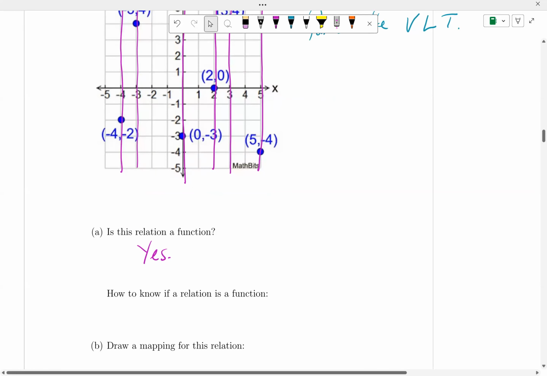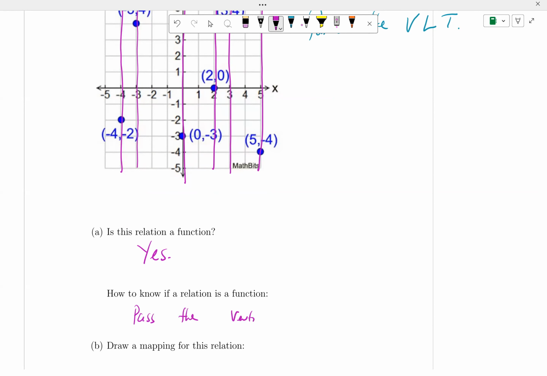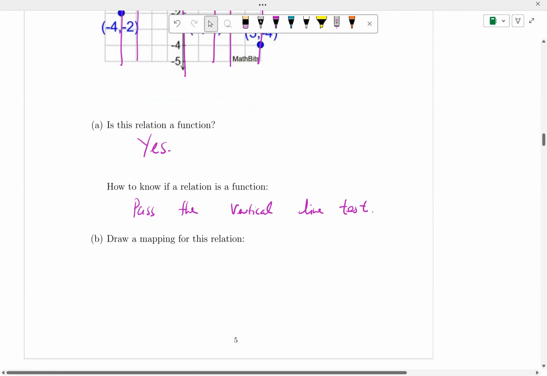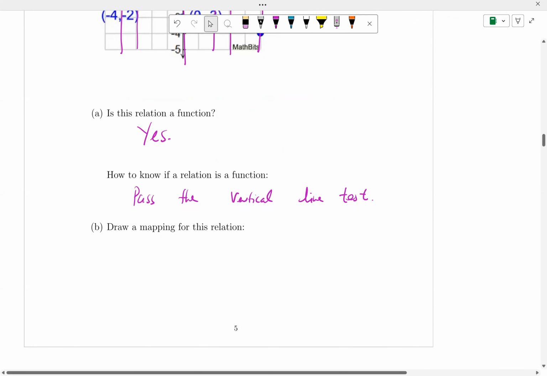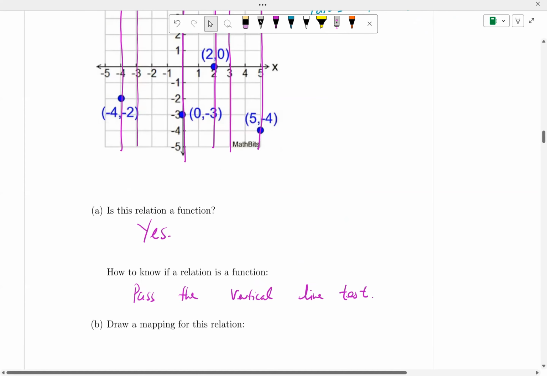How to know if a relation is a function? Oh yeah, pass the vertical line test. There are other methods for checking this, but I'm going to leave that alone. So draw a mapping of this relation.